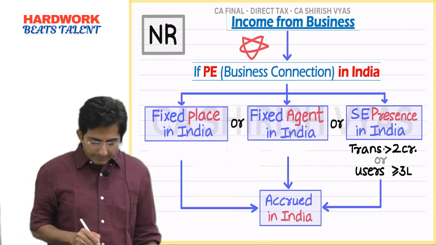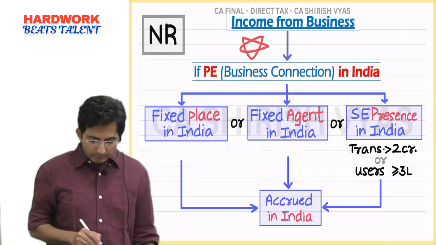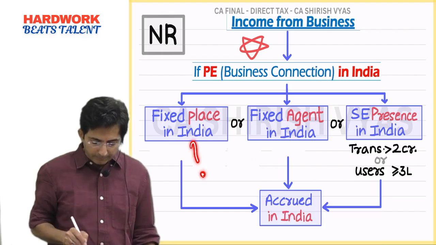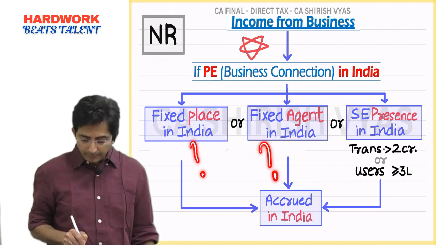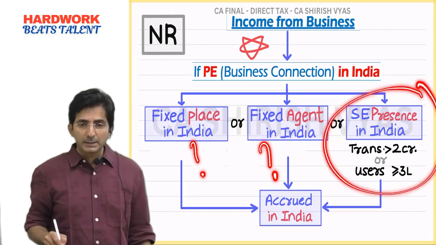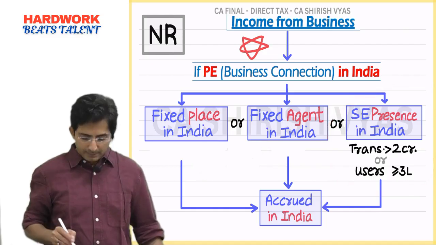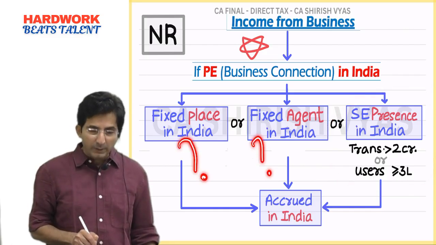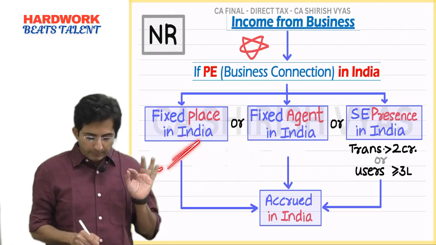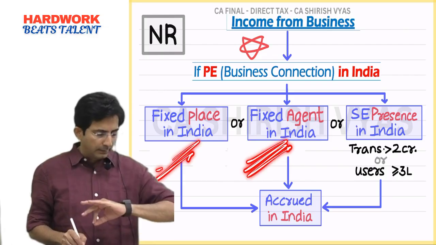Okay. Now the next question is, how to decide whether you have a fixed place, fixed agent. This thing I have not explained in detail. Okay, this I have finished. Having a presence means what? Doing transactions of more than 2 crores, and that thing I said. This thing and this thing I have to explain in detail, which I will not touch now, because even if I touch now, it will not get over within the available time.